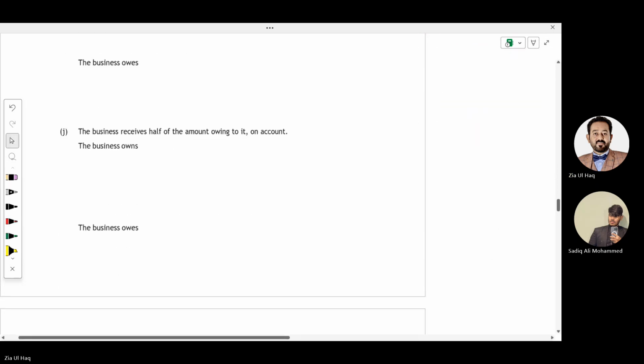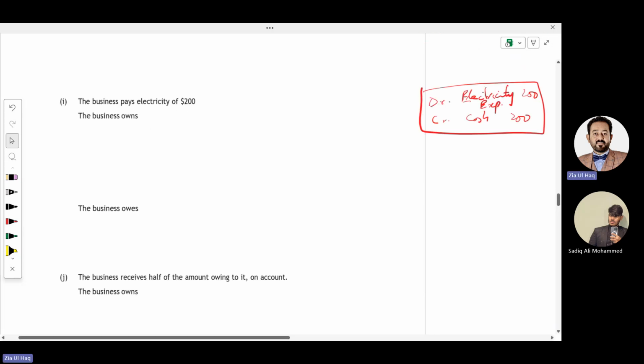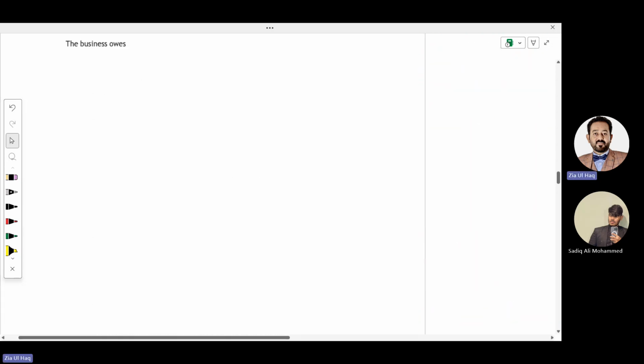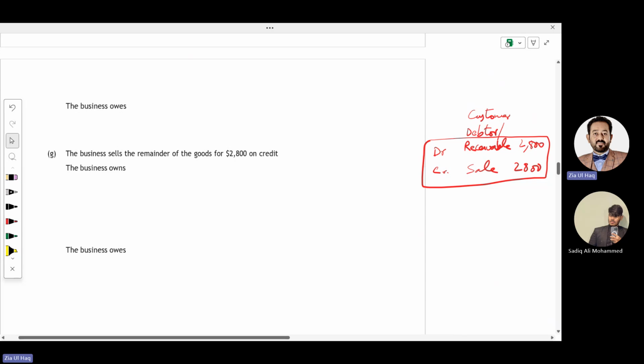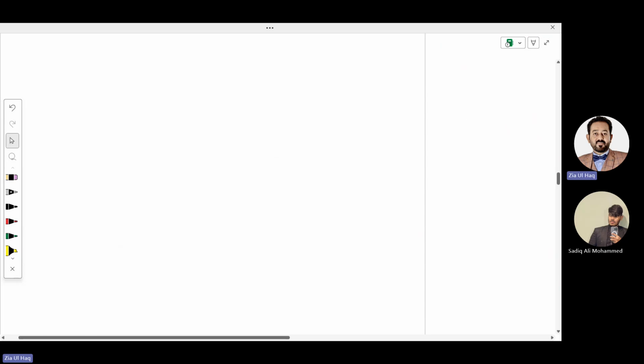Next, J. The business receives half of the amount owing to it on account. We receive half of the amount from whom? To whom we sold the goods on credit. Where did we sell the goods on credit? Here. How much goods did we sell? 2,800. So we are receiving half the amount from receivable, meaning 1,400 is coming in.